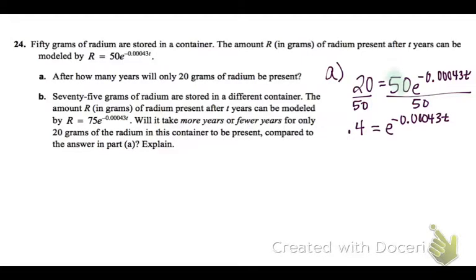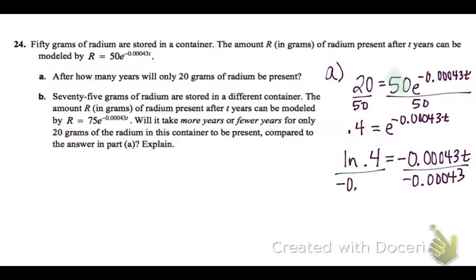Now I'm going to change it into log form. With log form, I'm going to use ln. So I have ln of 0.4 equals negative 0.00043t. I can divide both sides by this decimal, and I get t equals 2,131 years.